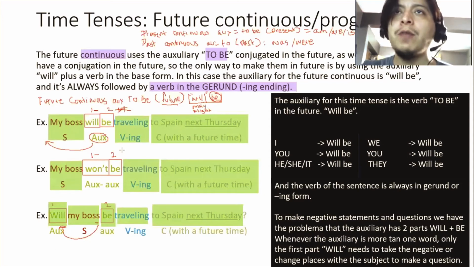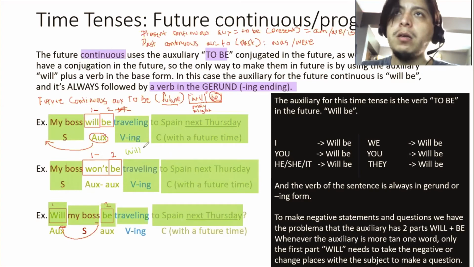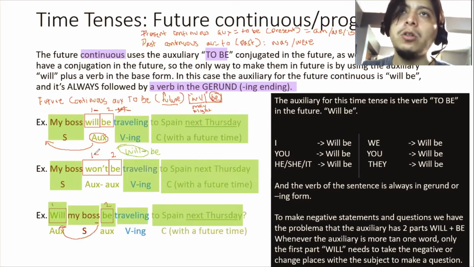No pones el negativo al final, no le pones el negativo a todo el auxiliar, no pones algo así como will be not. Eso no se puede, y menos algo así como will be not. Esto está terriblemente mal, no se puede. ¿Qué es lo que pasa? Lo que pasa es que cuando tengo el will be, el negativo se lo lleva solo la primera mitad del auxiliar. Entonces, lo partes en dos y solo la primera mitad del auxiliar se lleva el negativo. My boss won't be. Y ya estuvo.